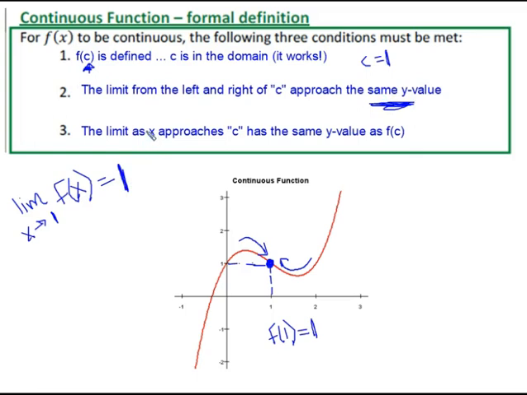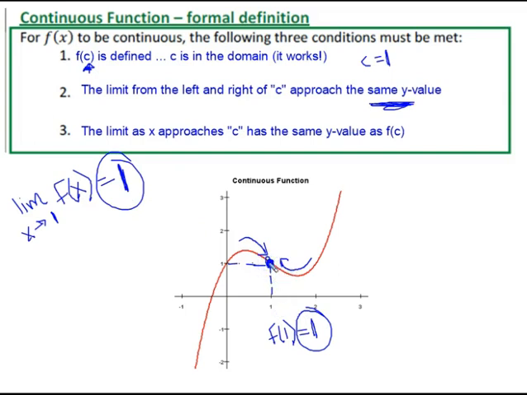Now the third one is kind of the kicker. The limit as x approaches c, this answer right here, has the same y value as f of c, the same one we had down here. Notice how those two match. So this would be the definition of a continuous function.